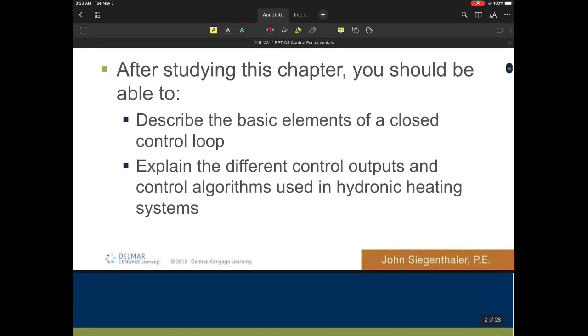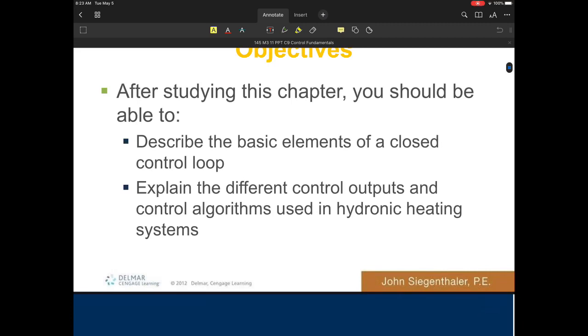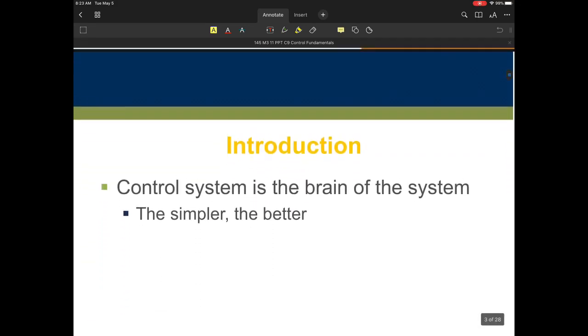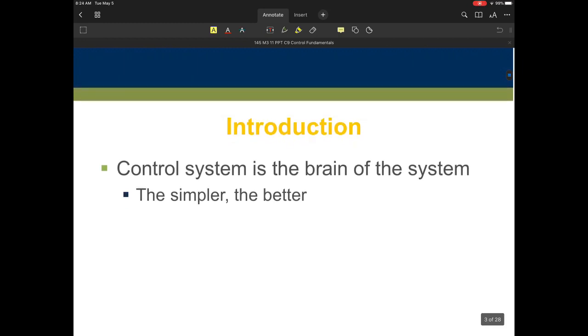There is a handout that you will have, which is the 145 M311 PowerPoint Chapter 9 Control Fundamentals. Let's get started. In this module, we're going to focus on the basic elements of a closed loop control system and exactly how that works. There's actually such a thing as open and closed loop systems. We'll take a look at that, and the different control outputs and algorithms that would be used in the systems, which are typical of most all of the systems that we'll be dealing with.